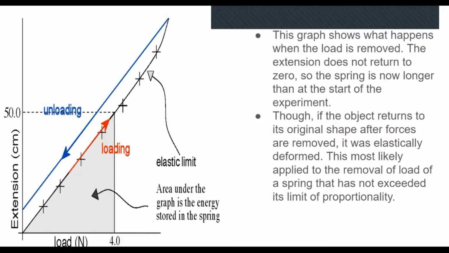This graph shows what happens when the load is removed. The extension does not return to zero, so the spring is now longer than at the start of the experiment. Though, if the object returns to its original shape after forces are removed, it was elastically deformed. This most likely applies to the removal of load of a spring that has not exceeded its limit of proportionality.